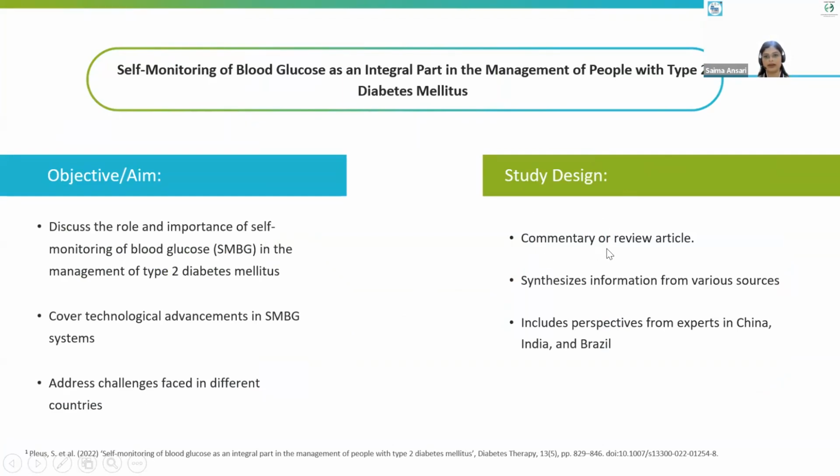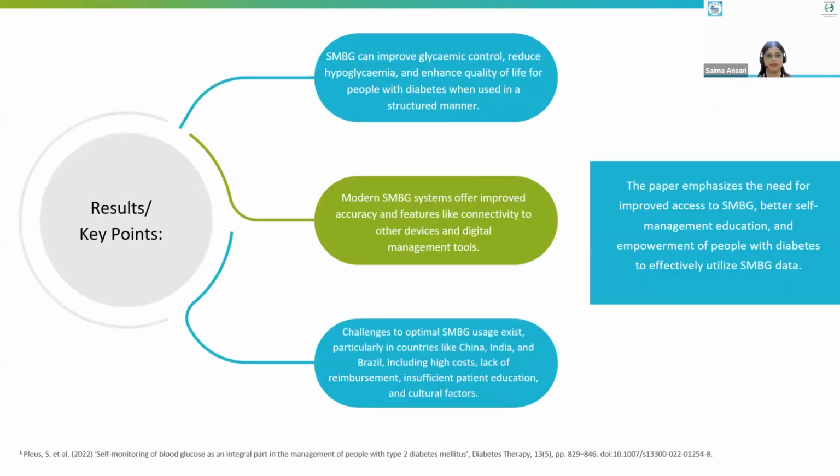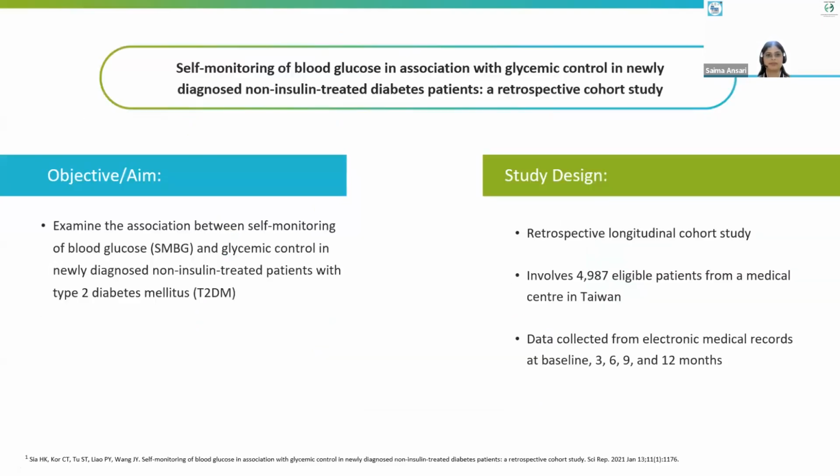So the study design is a commentary, or review article, which synthesizes information from various sources and includes perspectives from experts in China, India, and Brazil. The key points here are that SMBG can improve glycemic control, reduce hypoglycemia, and enhance quality of life for people with diabetes when it is used in a structured manner. This paper emphasized the need for improved access to SMBG, better self-management education, and empowering people with diabetes to effectively use SMBG data.